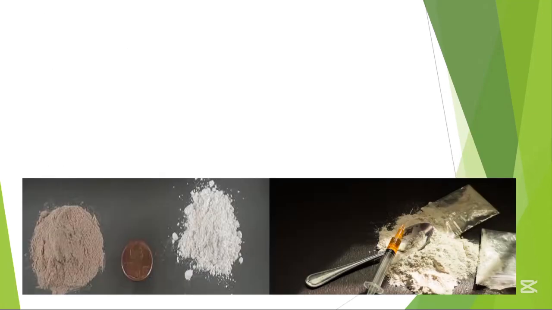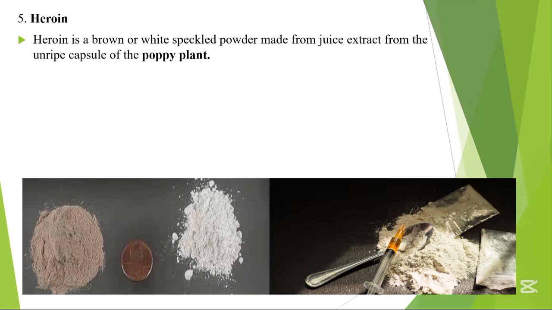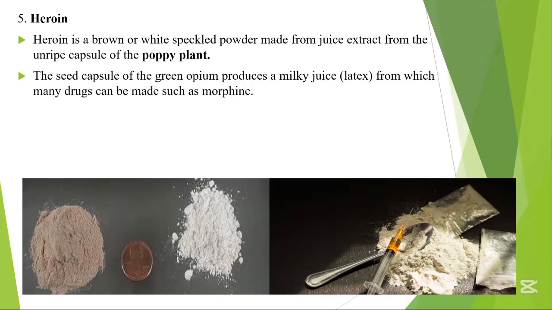Now, aside from that, heroin. Heroin is another highly abused substance. Heroin is a brown or white speckled powder made from juice extract from the unripe capsule of the poppy plant. Remember, I showed you the opium poppy plant, from which we get heroin. The seed capsule of the green opium produces a milky juice, latex, from which many drugs can be made, such as morphine, mandrax. All those can be made from the opium poppy plant.